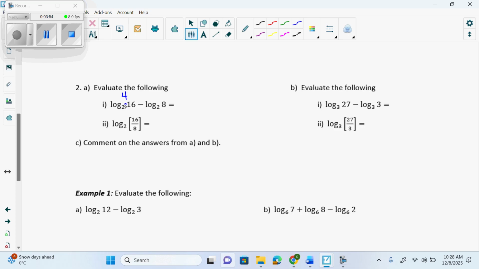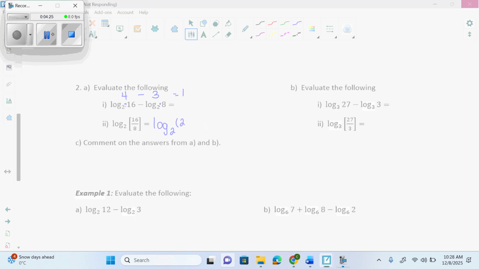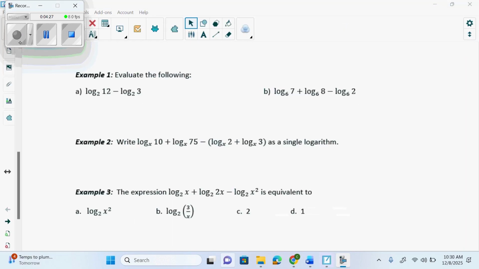gets me 16. So 2 to what power gets me 16? 4. 2 to what power gets me 8? 3. So that's why it's going 4 minus 3 equals 1. So that's what your calculator is doing every single time. Okay? 16 divided by 8 is 2, so this is log base 2 of 2. Saying 2 to what power gets me 2, which is 1. Same answer.